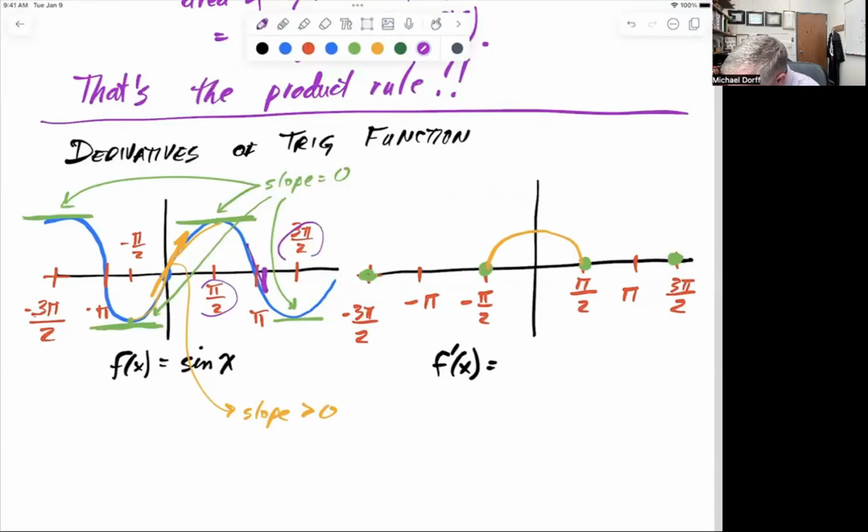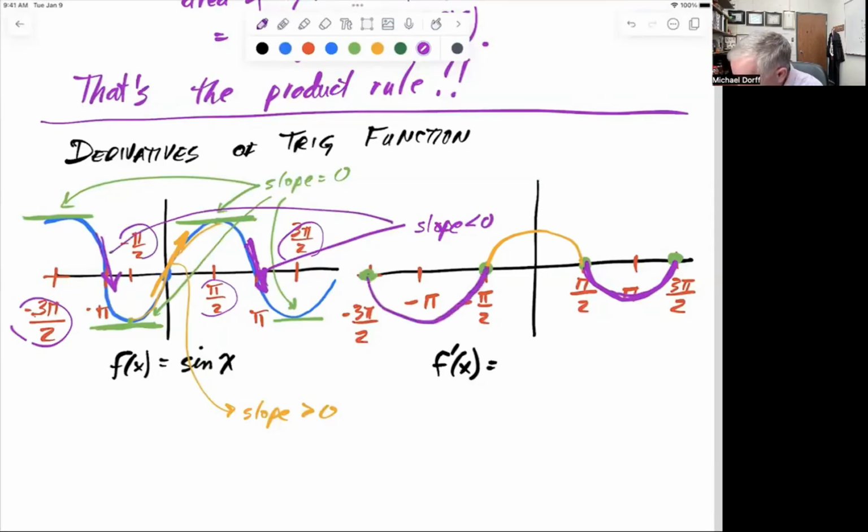Likewise, in a similar fashion, we can do this between pi over 2 and 3 pi over 2. If I do a tangent line, that slope of that tangent line is negative. It's pointing down. So that means the graph of the derivative should be below the x-axis. And likewise, between 3 pi over 2 and 5 pi over 2, it's also going to be negative there. So it should be below the x-axis.